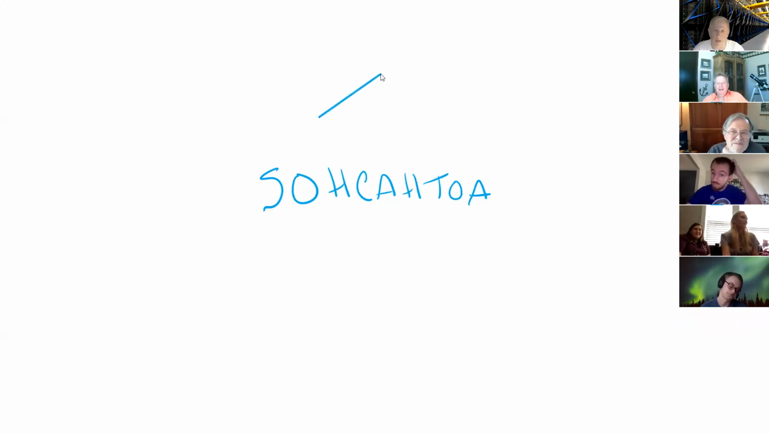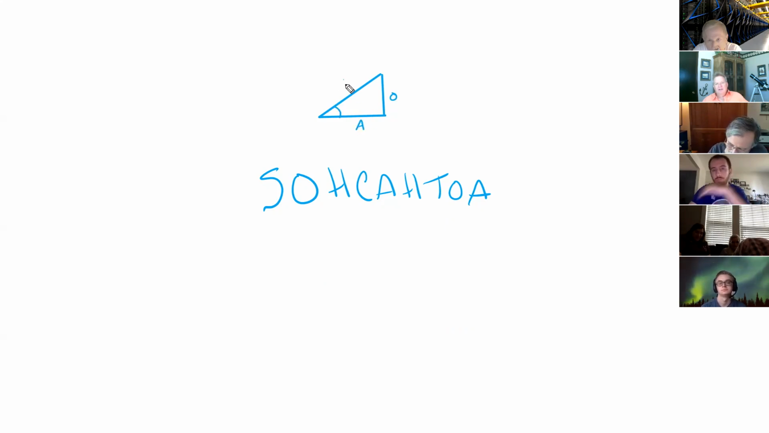So, sine is opposite over hypotenuse. Cosine is adjacent over hypotenuse. Tangent is opposite over adjacent. So here's the angle. Here's the opposite. Here's the adjacent. Here's the hypotenuse. In this angle, whatever that angle is, the sine of this angle is the opposite over the hypotenuse. It's a ratio of these triangles.